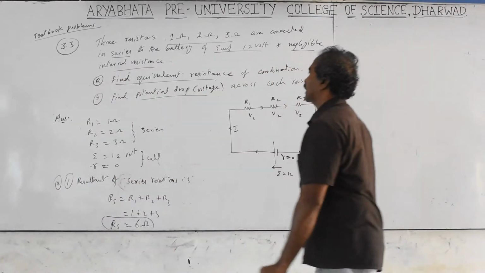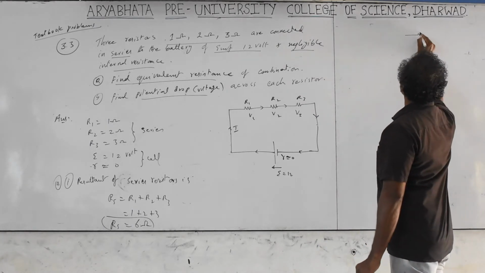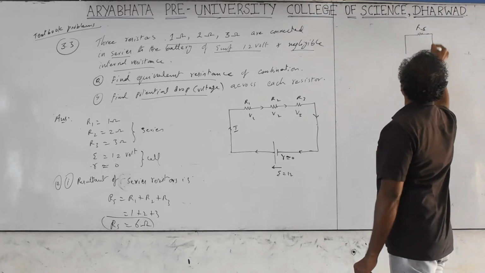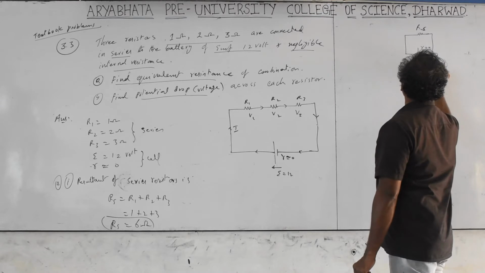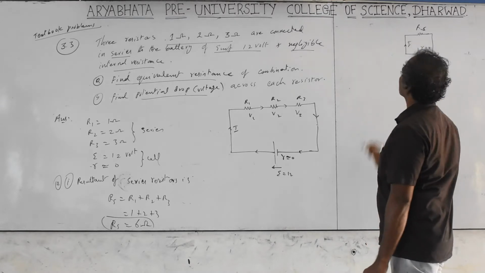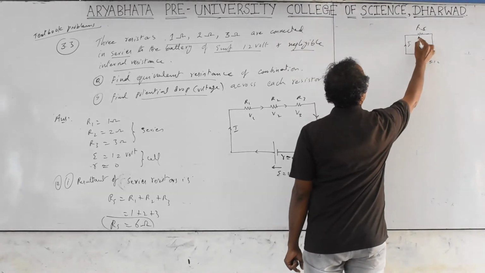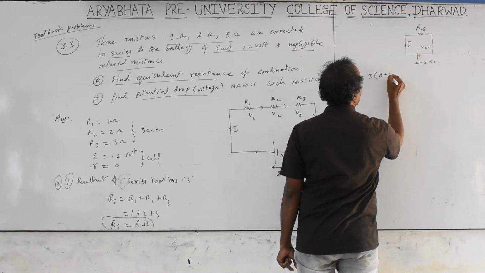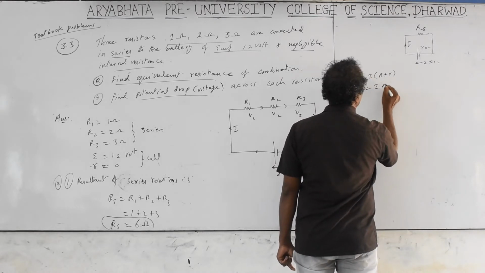Next, you have to find the current. The equivalent resistance is a single resistance. A diagram is not required. This is R series connected to a battery of EMF 12 volts. E is equal to I into R plus small r, but small r is 0. So E is equal to I into R, where R is the equivalent resistance, R series.